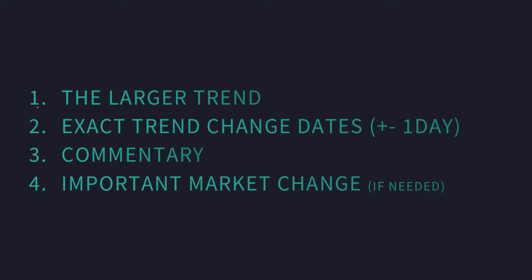This is the information you will get after subscribing to the service. The large trend: what is the large trend running in the market? The second thing is exact trend change dates, plus and minus 1 day each side, one trading day actually. It could be 1 day before or 1 day after the forecasted dates, and on very rare occasions there could be a delay of 2 days, plus or minus 2 days, but that's very rare.